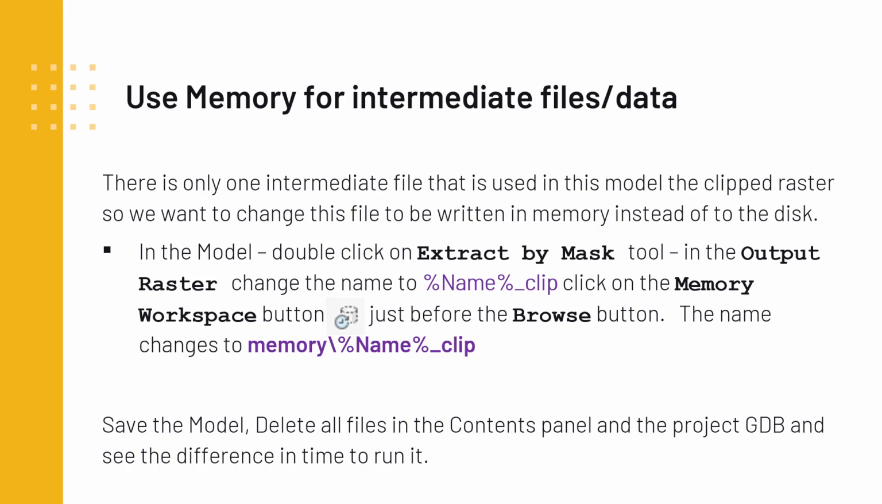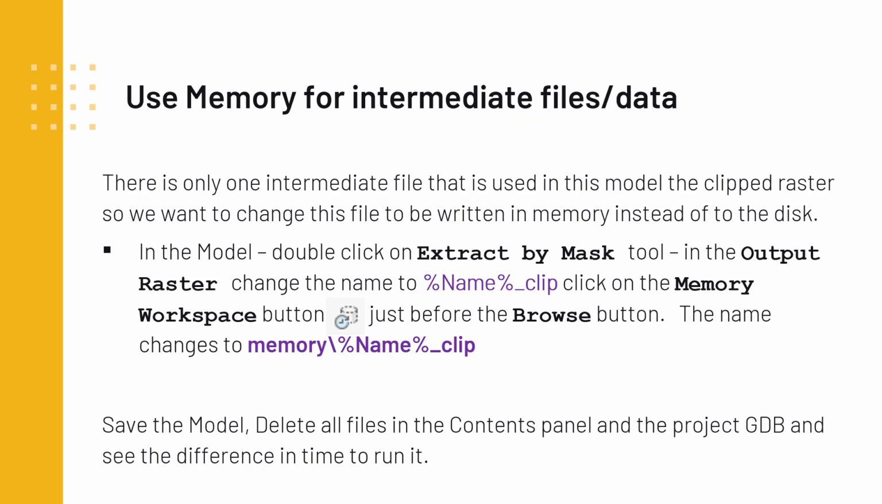In the model, I'd like you to double click on the Extract by Mask tool. In the output raster, I'd like you to change the name to %name%_clip. And then you're going to click on the memory workspace button, okay? That looks like the can with the little clock on it. It's just before the browse button.